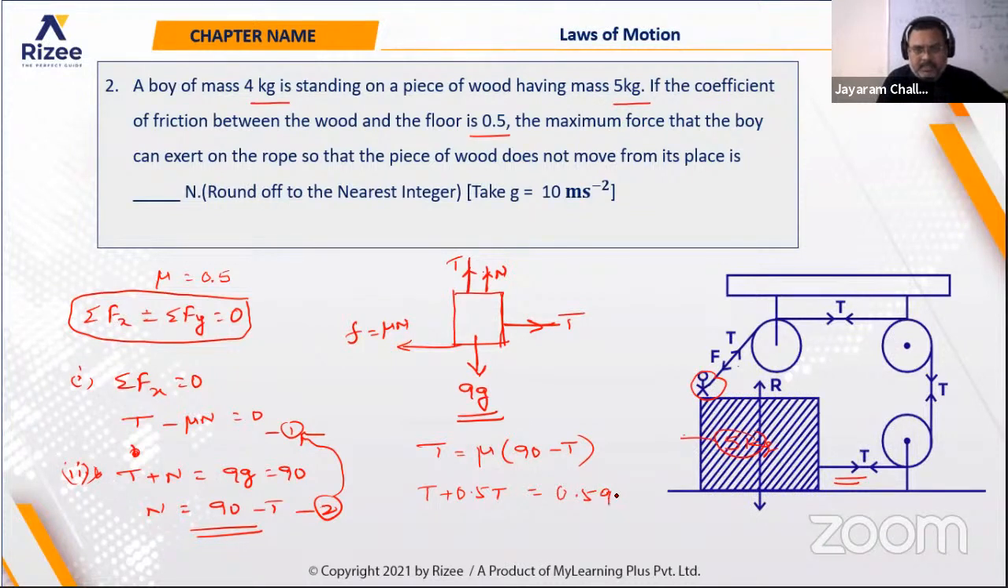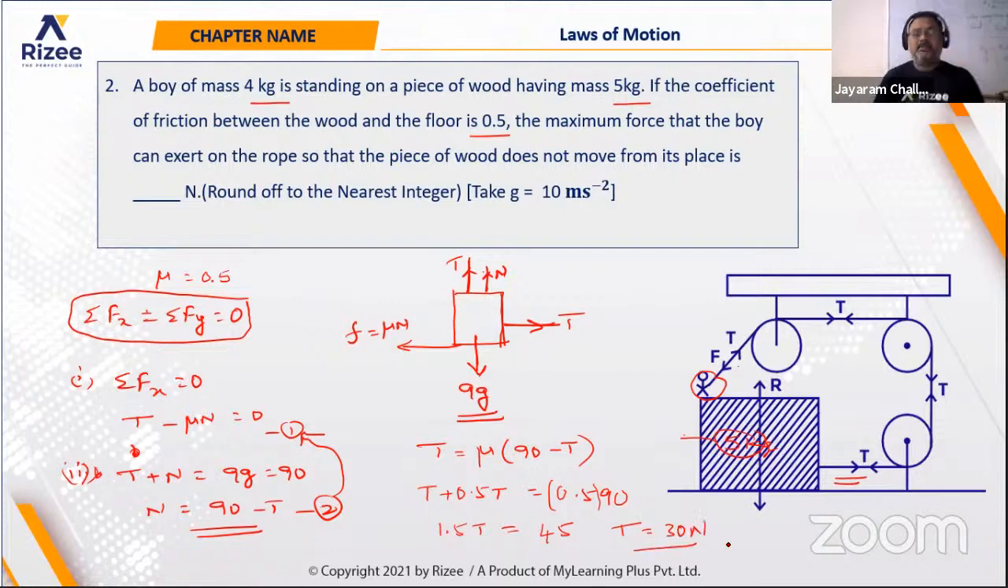Okay, so when you solve this, it is 0.5 into 90, which will be 45. And here it will be how much? 1 plus 0.5 is 1.5, so 1.5 T is equal to 45. So your final tension value T can be written as 30 newtons, on rounding off.